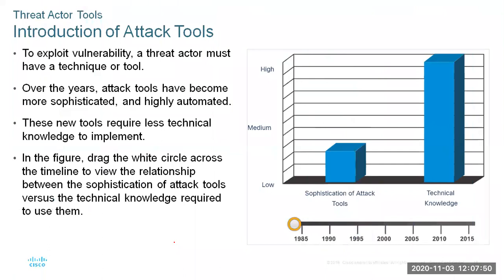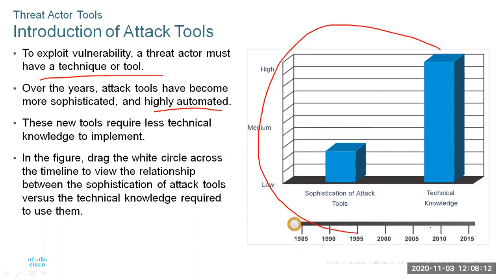So what are the tools threat actors use? To exploit a vulnerability, a threat actor must have a unique tool or technique. Over the years, attack tools have become more sophisticated and highly automated. These new tools require less technical knowledge to implement. As you can see in this figure, drag the white circles across the timeline to view the relationship. For instance, this is the technical knowledge. This is the sophistication of the attack.